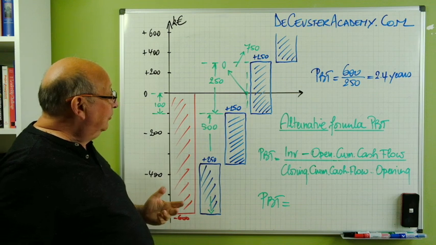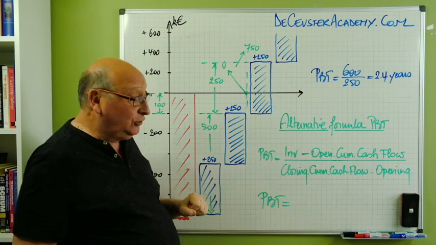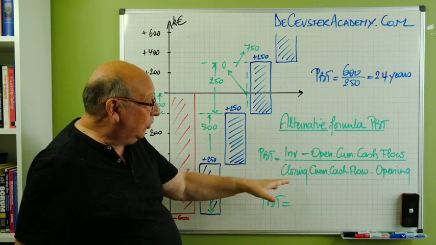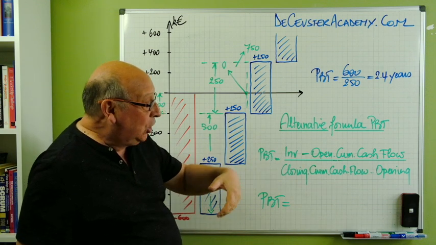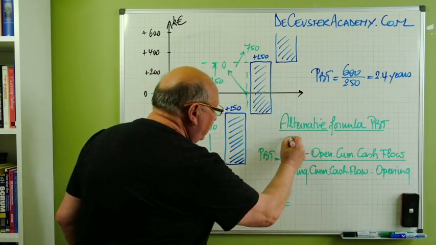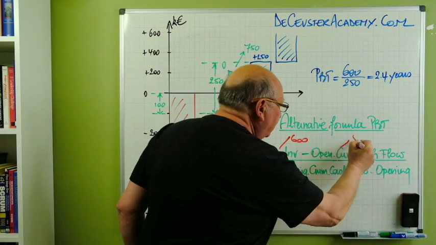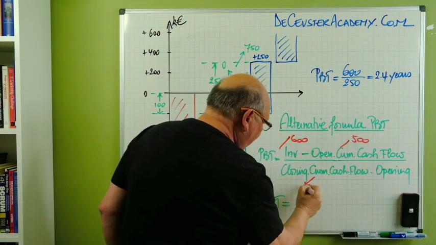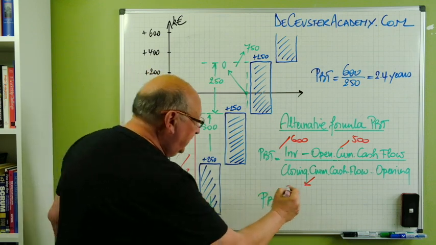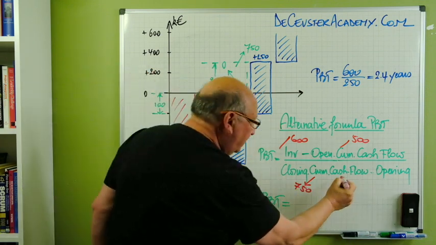And we apply it in the formula, we see that the investment minus the opening cumulative cash flow, divided by the closing cumulative cash flow minus the opening cash flow, we see that this is 600, this is 500, here we have 750, and here we have the 500, so that's that difference.